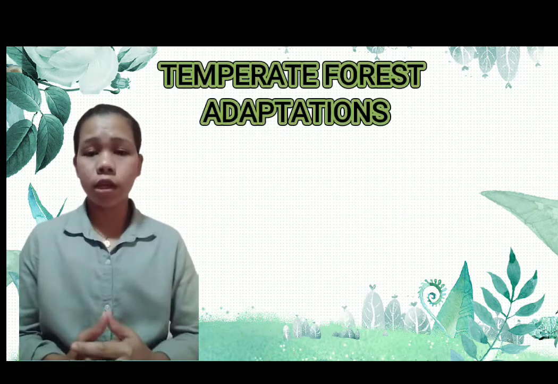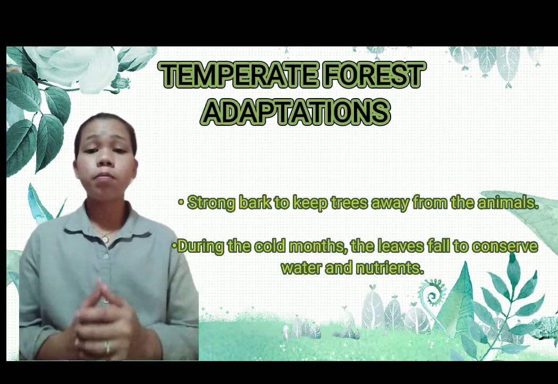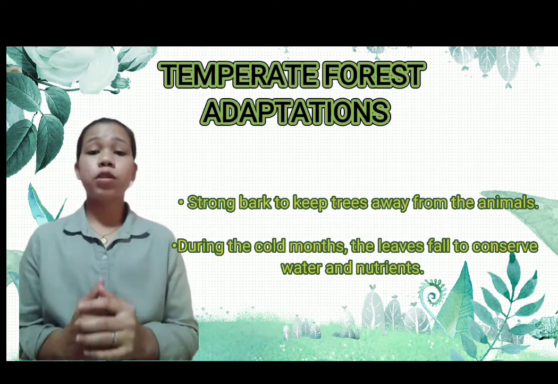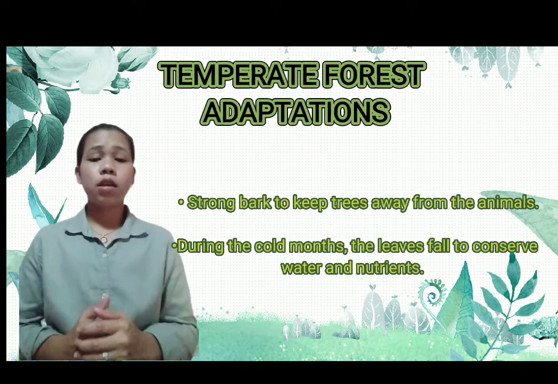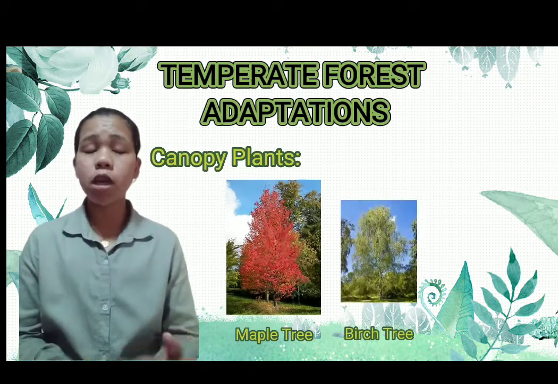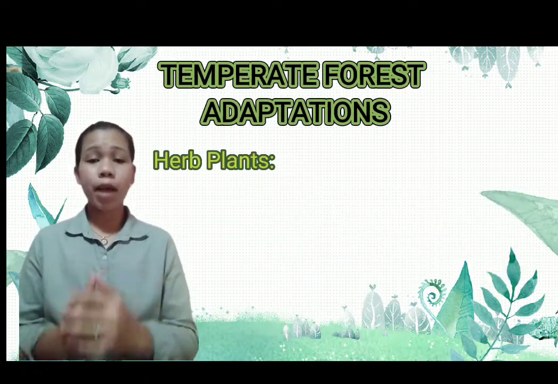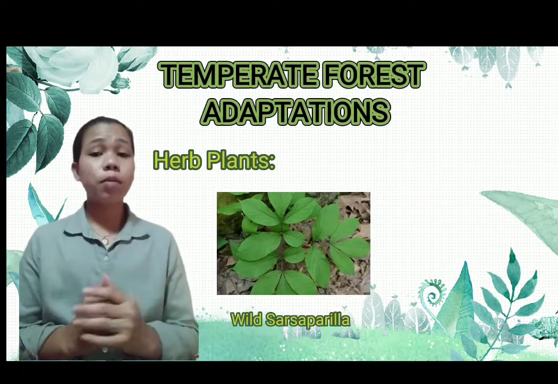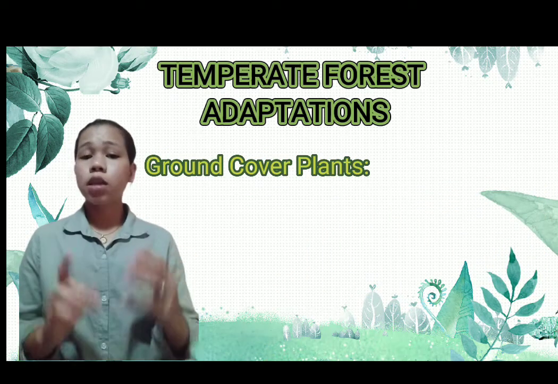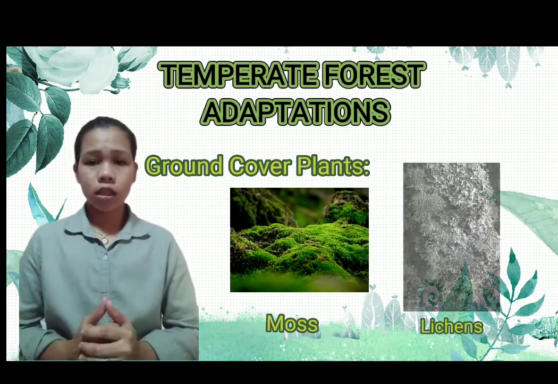Temperate forest adaptations. Strong bark keeps the trees safe from animals. During the cold months, the leaves fall to conserve water and nutrients. Some examples: canopy plants such as maple, birch, and walnut trees; herb plants such as wild sarsaparilla and Indian cucumbers; and ground cover plants such as moss and lichens.